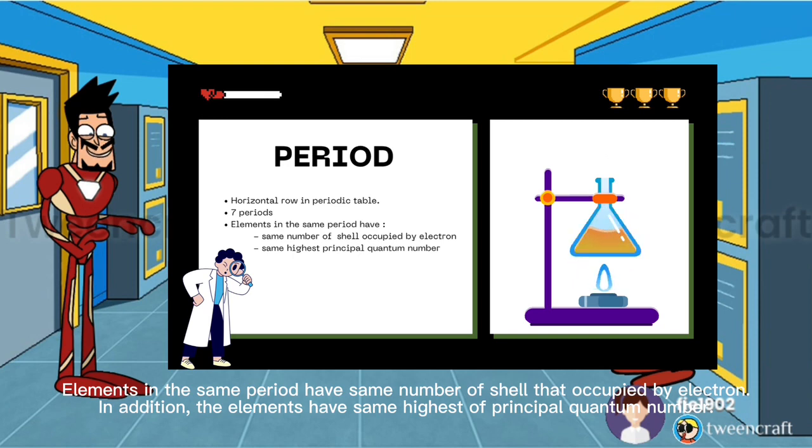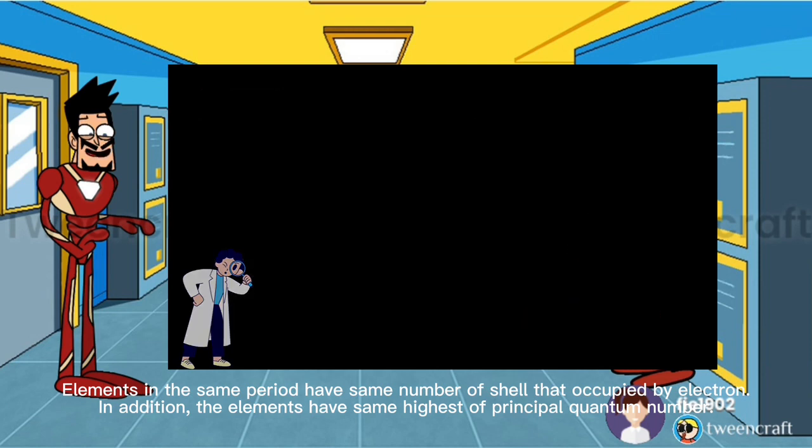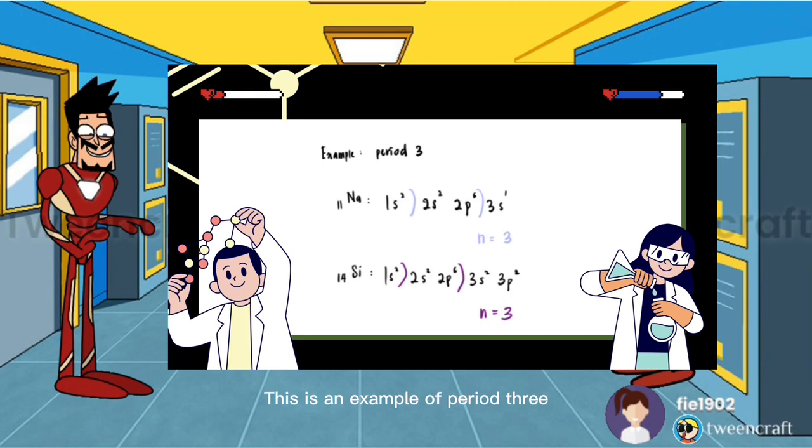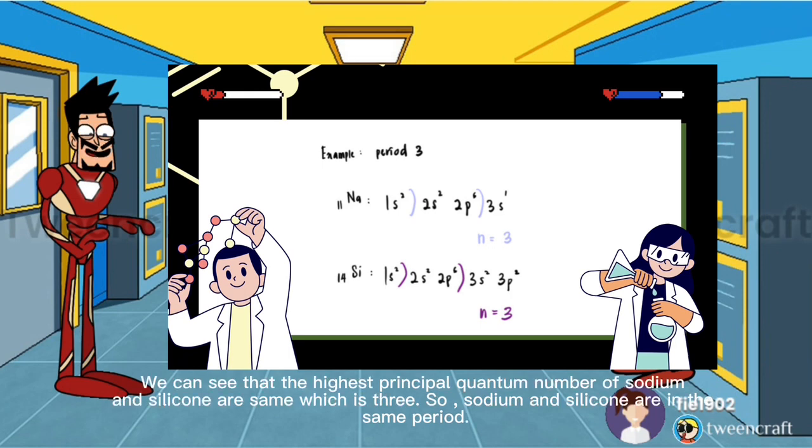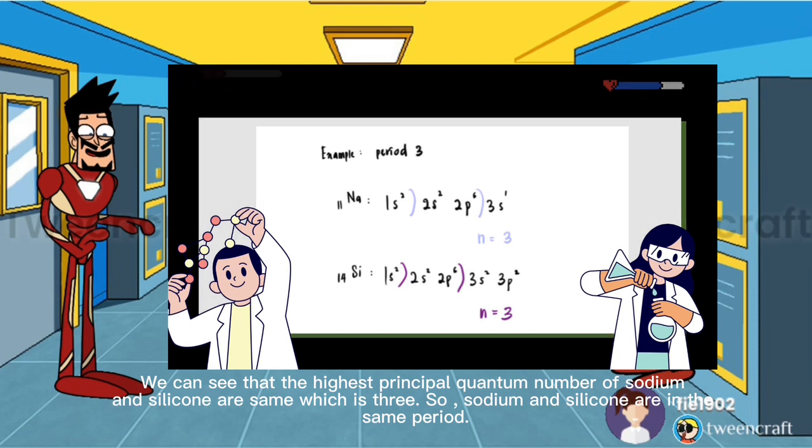Elements in the same period have the same number of shells occupied by electrons. In addition, the elements have the same highest principal quantum number. This is an example of period 3. We can see that the highest principal quantum number of sodium and silicon are the same, which is 3. So sodium and silicon are in the same period.